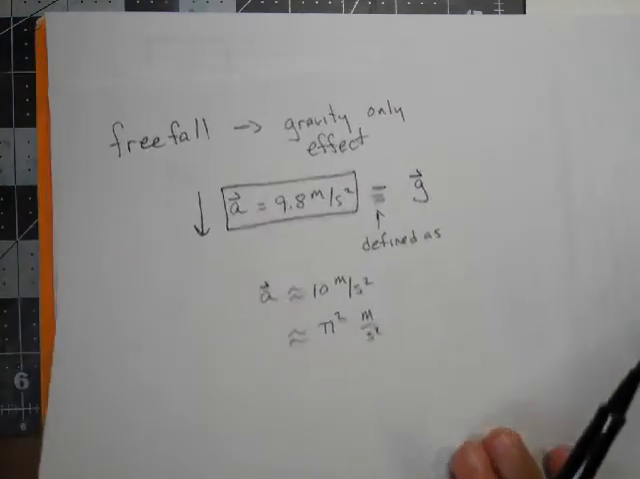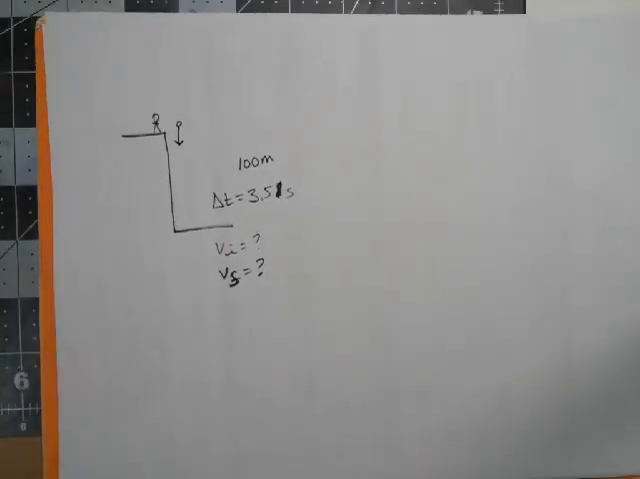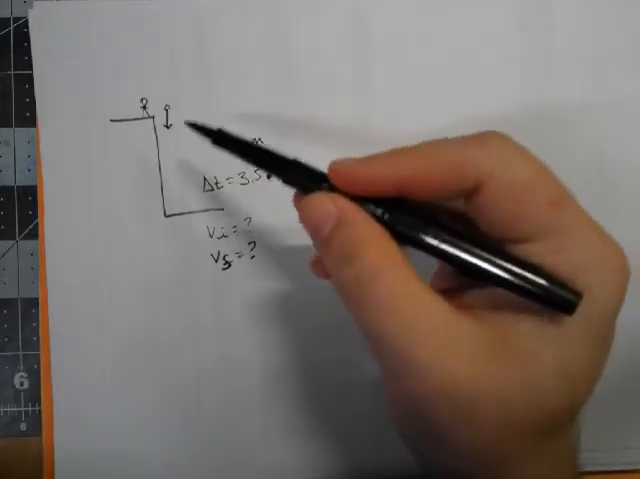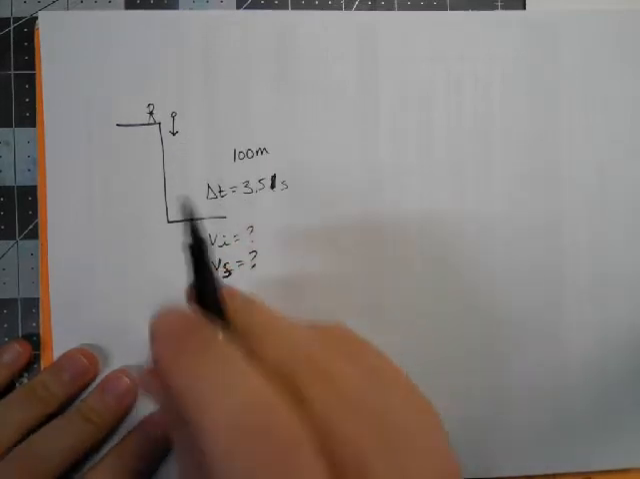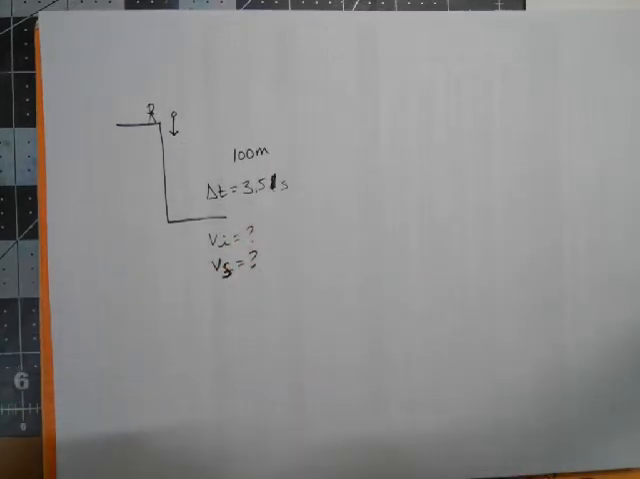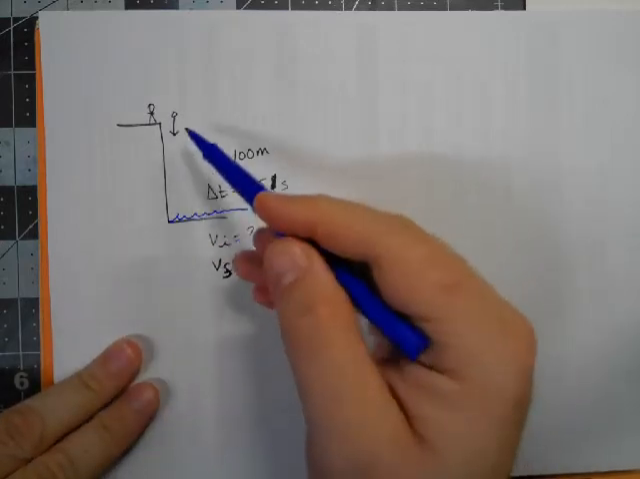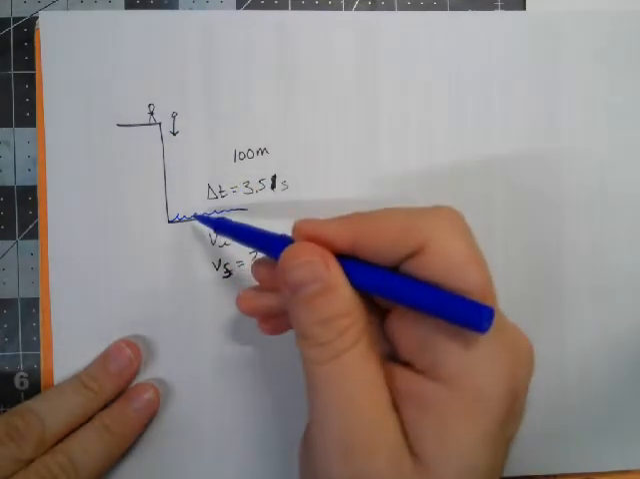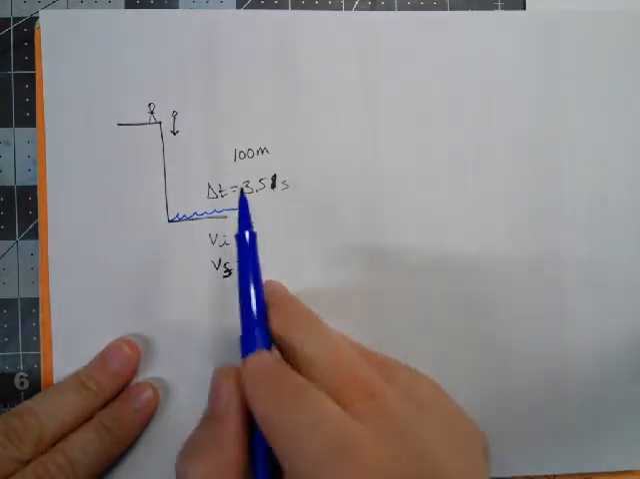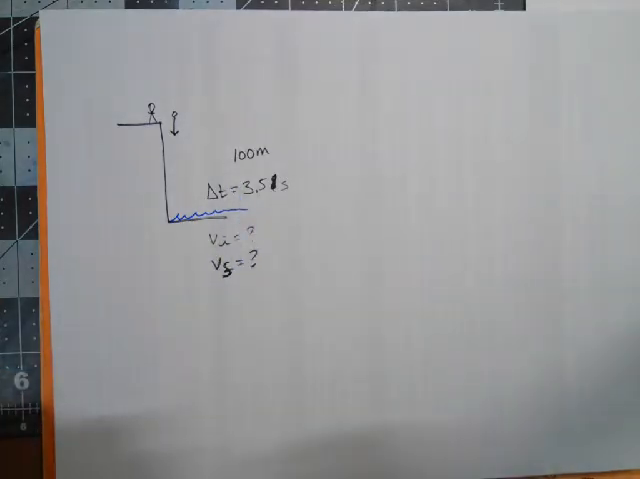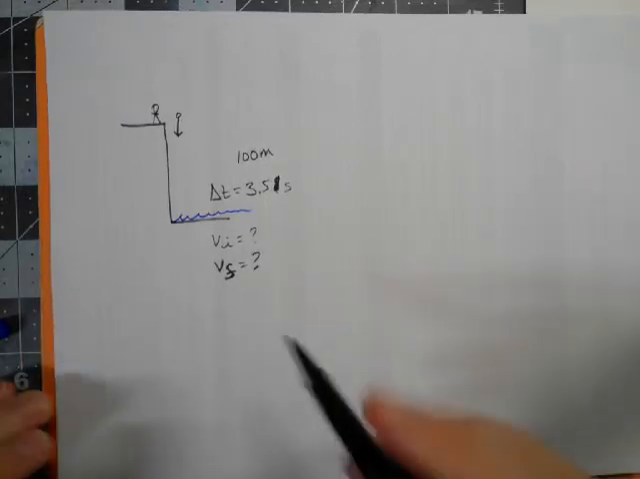So we're going to do a problem. I drew a picture to start out with, and it's not much of a picture, but the idea is we're going to throw an object downwards, and we're going to throw it off a cliff. So there's some water here for it to splash in. And we know when we threw it, and we time how long it takes to fall, and we figure out that for it to fall 100 meters, it takes 3.5 seconds. And so what we would like to know is, how fast did we throw it, and then how fast did it hit the ground?